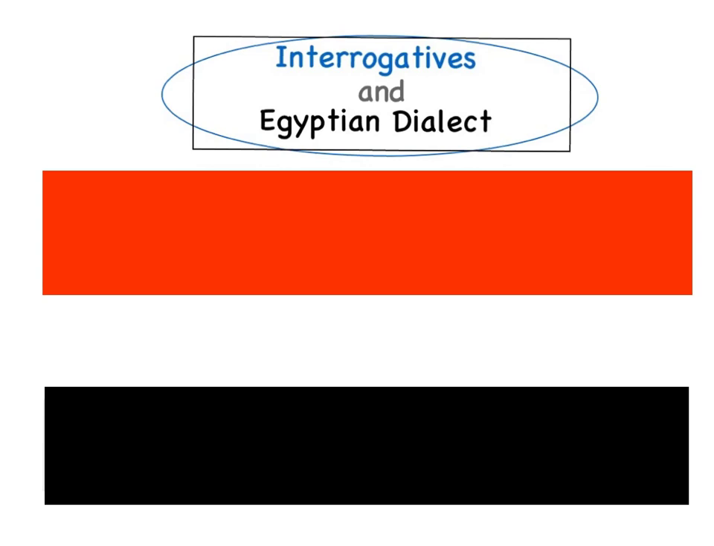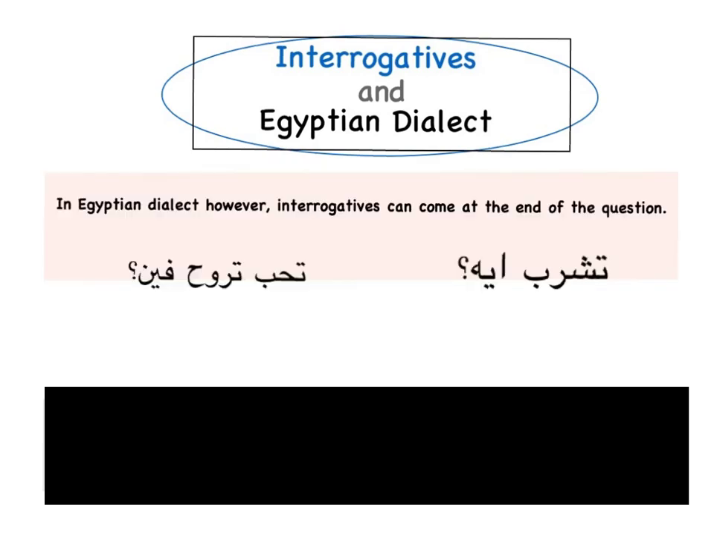Interrogatives in Egyptian dialect. In Egyptian dialect, interrogatives can come at the end of the question. We saw earlier that it can come at the beginning. Now we're going to see it can come at the end. Like, تشرب إيه? إيه is what? This means what do you want to drink? But in عامية, in Egyptian dialect, it would be drink what? تشرب إيه? تحب تروح فين? فين? Where? Where do you want to go?